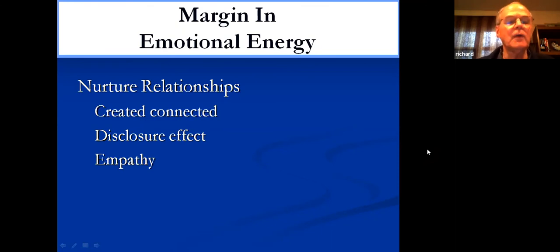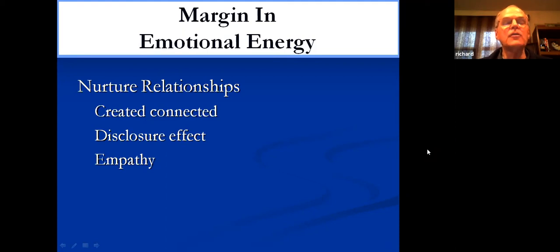The first one I would have is nurture relationships. Out of 600, in my margin book, I think I have about 75 or 80 prescriptions. But in all of my books, I have like 600 practical suggestions or prescriptions of things that people can do to counter these forces of modernity. I would say that nurture relationships would be in the top 10 of that. It is so important.